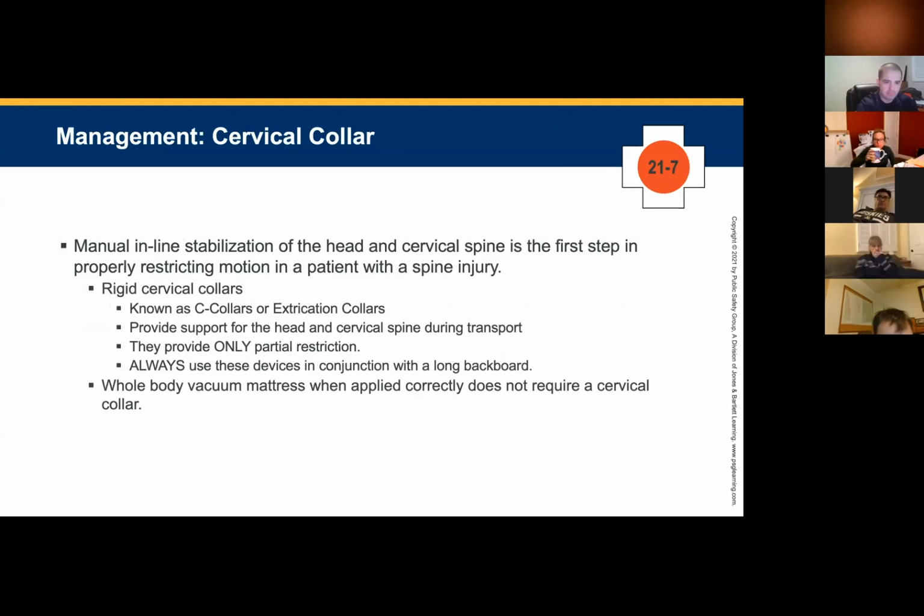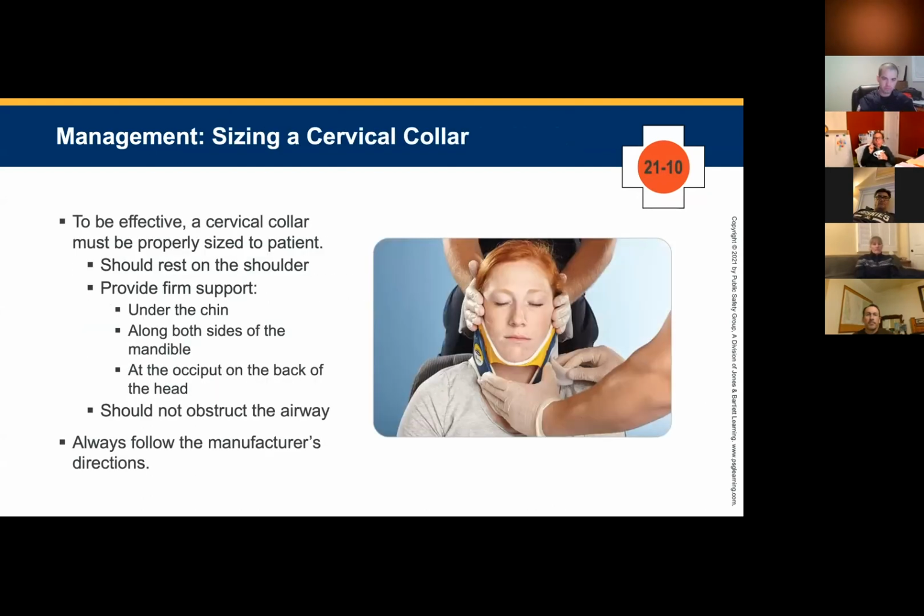Manual inline stabilization of the head and cervical spine is the first step in putting on a collar. So when we put on a collar, we want to hold their head nice and still, and then we'll go ahead and apply the collar. To be effective, a cervical collar must be properly sized. It should rest on the shoulder of the patient. So we want to place it on the shoulder of the patient, lining it up with the bottom of the jaw.